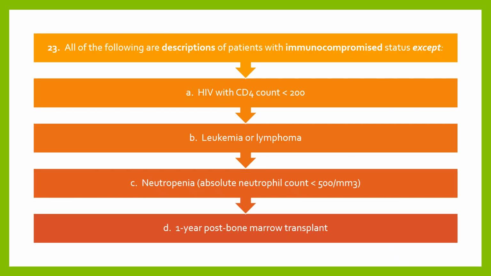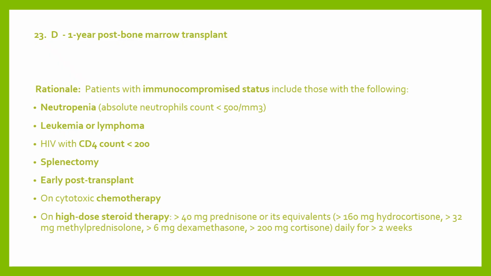Question 23. All of the following are descriptions of patients with immunocompromised status except A. HIV with CD4 count less than 200, B. Leukemia or lymphoma, C. Neutropenia with the absolute neutrophil count less than 500, D. 1 year post bone marrow transplant. The answer is D. 1 year post bone marrow transplant.